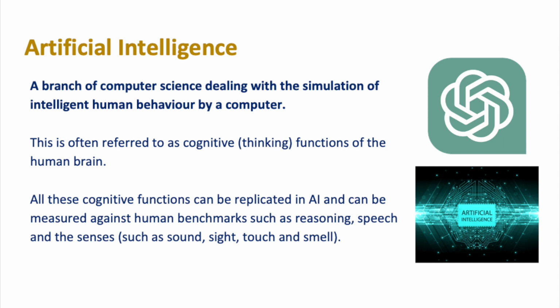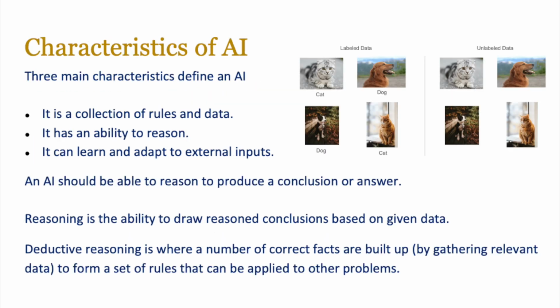In the exam, you will be asked to define what artificial intelligence is, and you should be able to give a technical definition for it. Now, how do we distinguish between a program, which is normal, and then one that's classed as AI? We look at characteristics, which are basically features. And the three main characteristics that define an AI are it should be a collection of rules and data. It should have an ability to reason, and it can learn and adapt to external inputs.